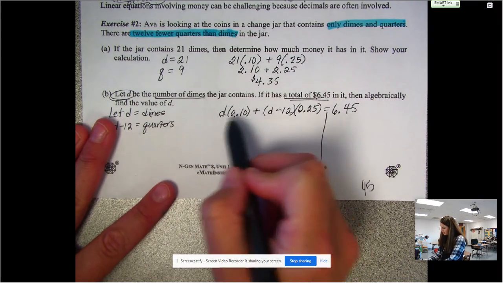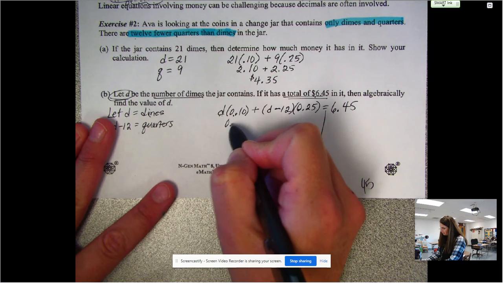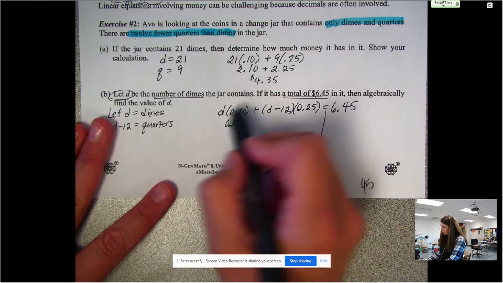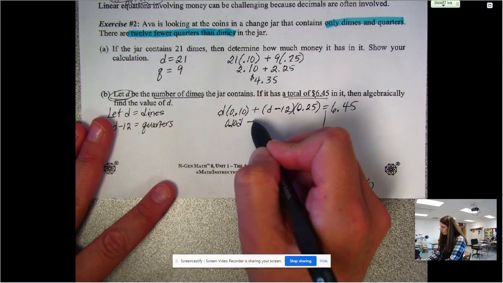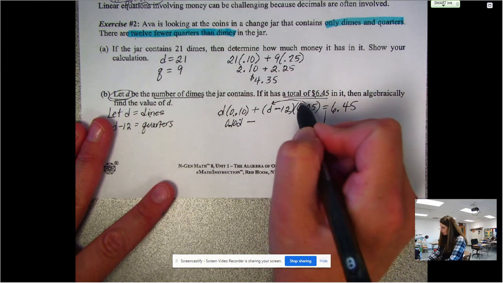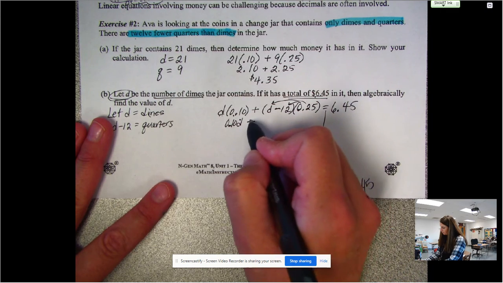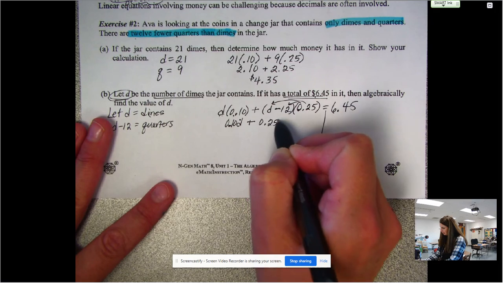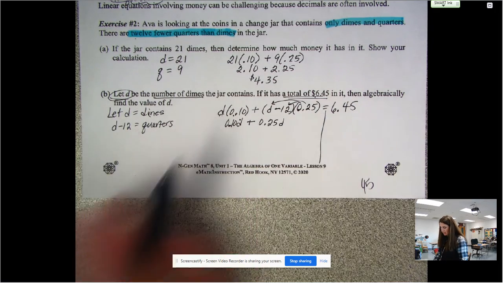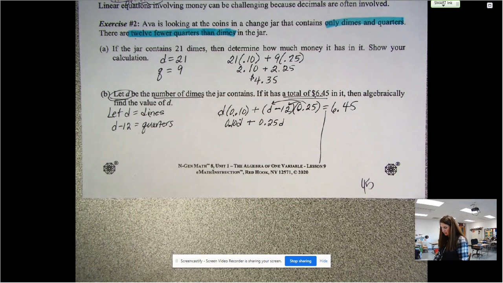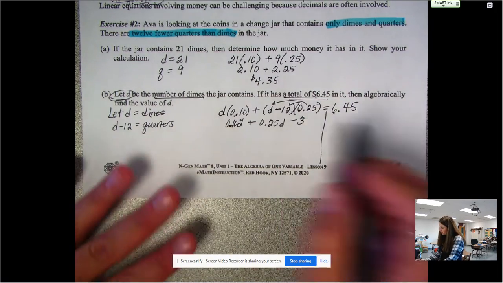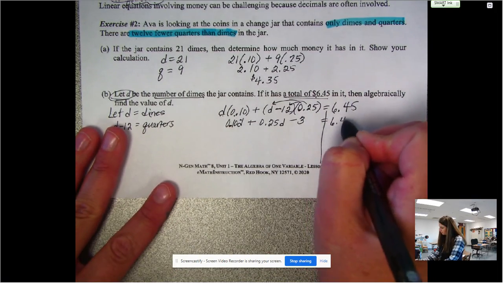So this times this, if I want to make that the coefficient, will just give me 0.10d. Okay, 0.10d. I just flipped it around. Now I have to do backwards distribution here. So 0.25 times d is 0.25d. And 0.25 times negative 12 gives me negative 3. So far, this is my equation.